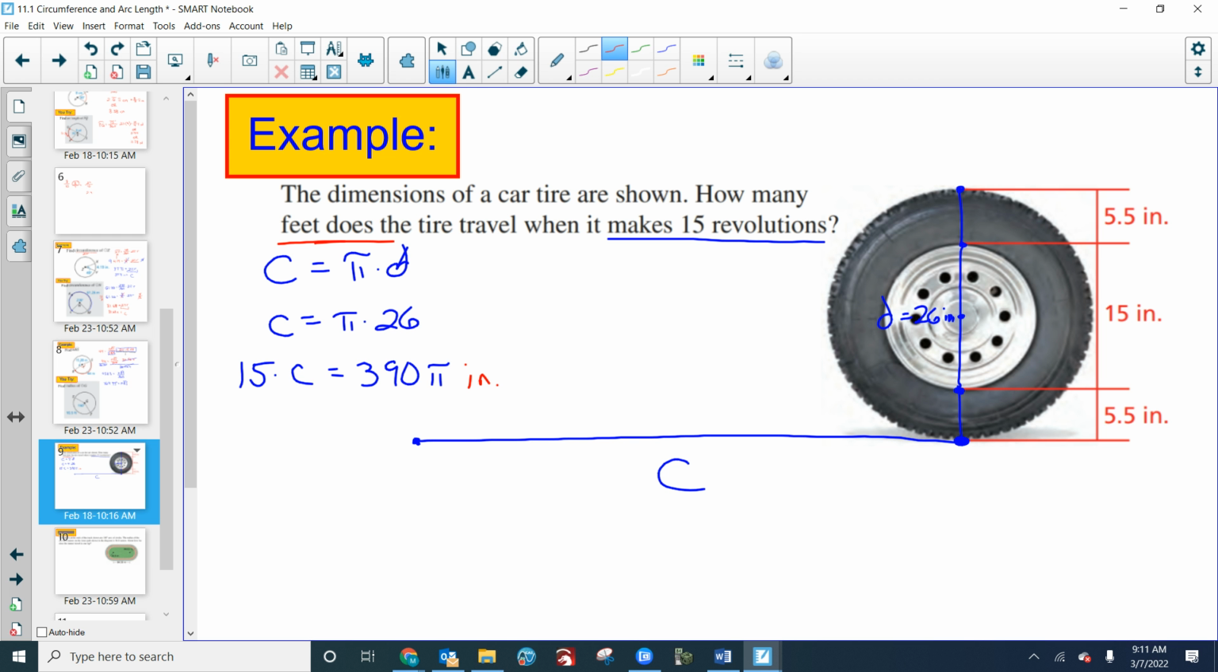Well, let's actually multiply 390 times pi. That's approximately equal to 1,225.22 inches. That's how many inches the tire covers in 15 rollings, okay, revolutions. So to get it in feet, we divide by 12. That's 102.10 feet.